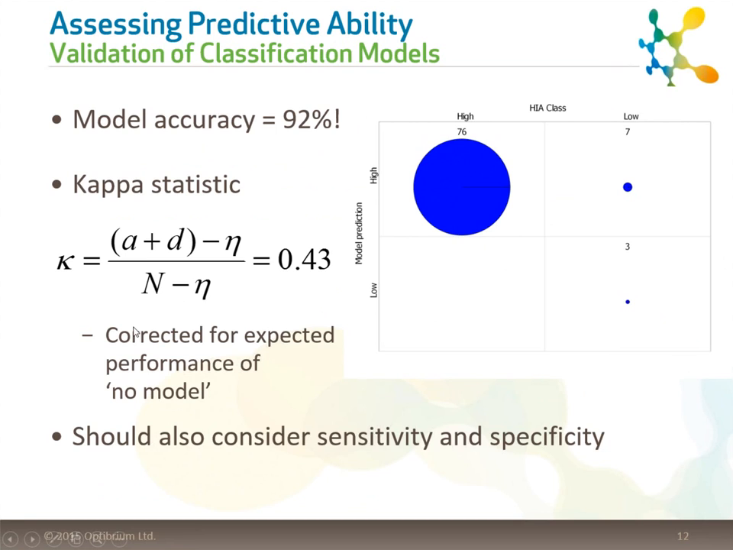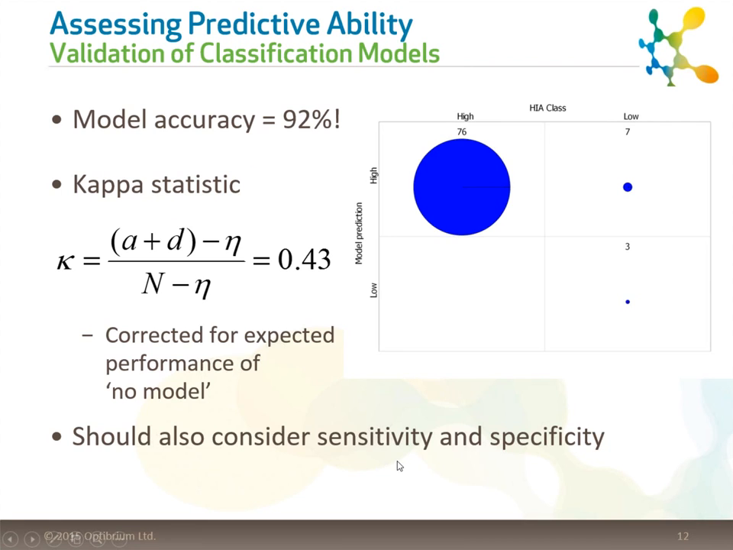And so we also look at the so-called kappa statistic, which is essentially corrected for the expected performance of no model, essentially correcting for the performance of a random model, which in this case would get almost all the compounds right just by predicting high. And we also consider statistics like the sensitivity and specificity to ensure that we can use that model with confidence for the question we're trying to answer.